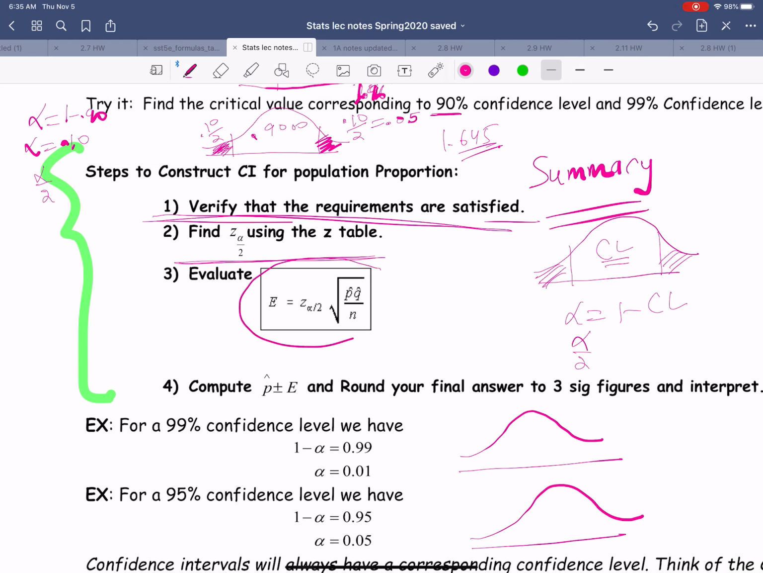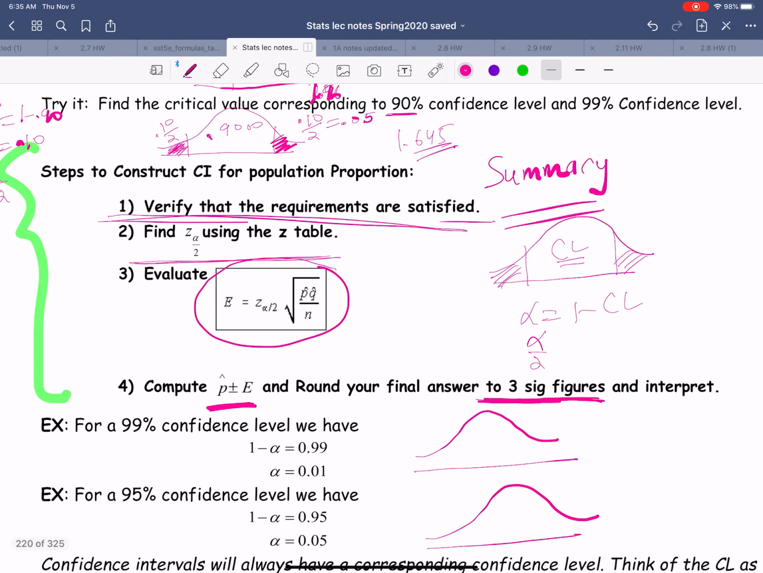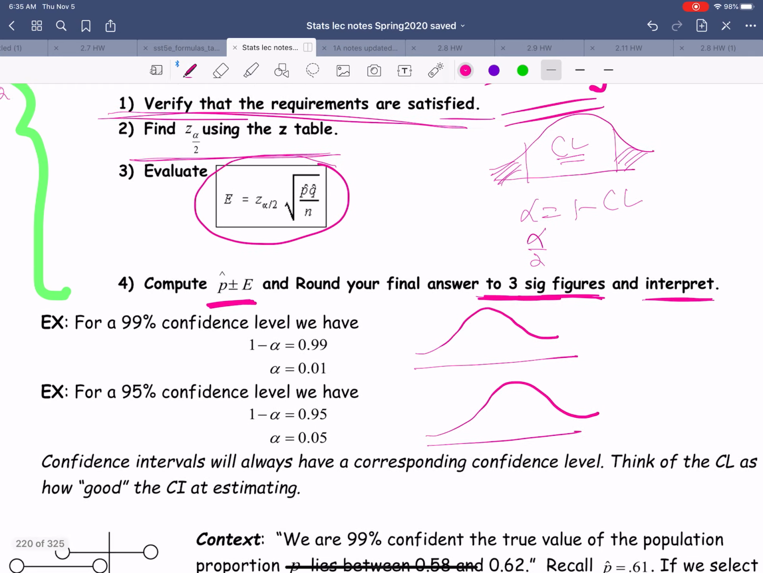Here's the formula to find the margin of error: E equals z alpha over 2 times the square root of p hat q hat over n. Then compute p hat plus or minus E and round your answers to 3 significant figures. Don't forget to interpret your answer. Interpreting is very, very important as well.